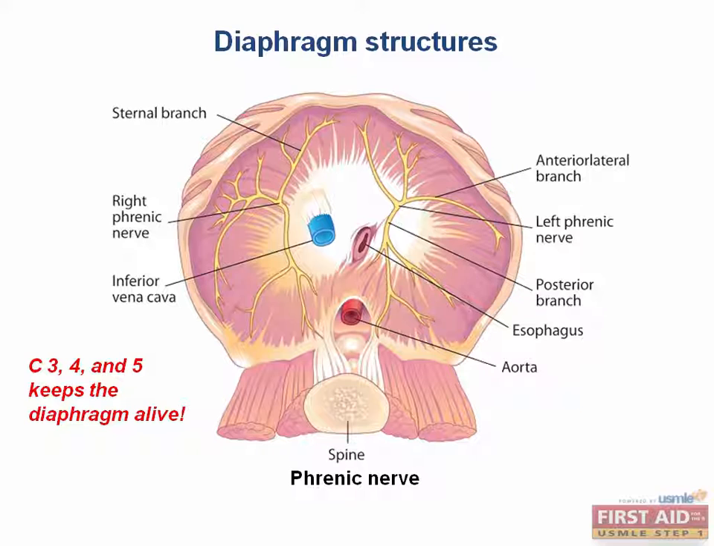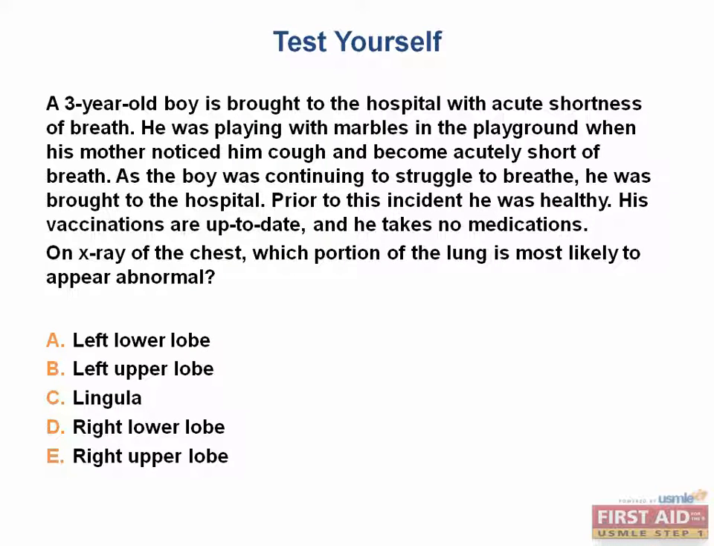A 3-year-old boy is brought to the hospital with acute shortness of breath. He was playing with marbles in the playground when his mother noticed him cough and become acutely short of breath. As the boy was continuing to struggle to breathe, he was brought to the hospital. Prior to this incident, he was healthy. His vaccinations are up to date and he takes no medications. On X-ray of the chest, which portion of the lung is most likely to appear abnormal?